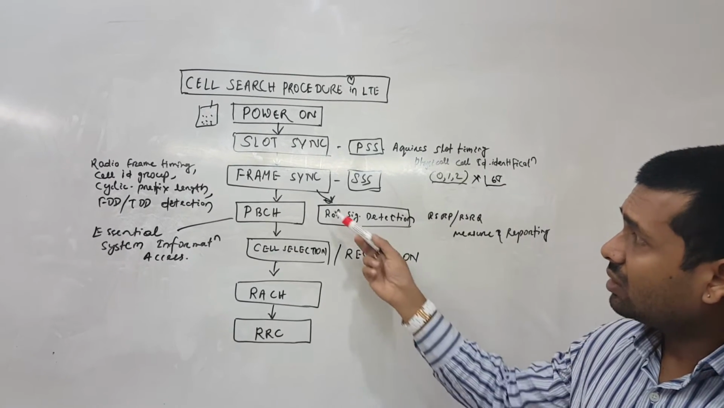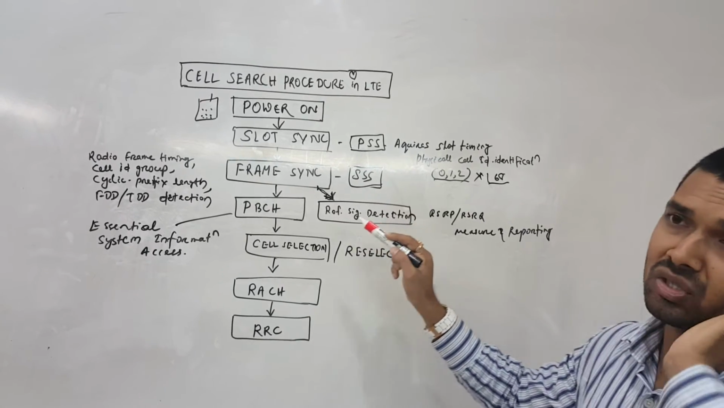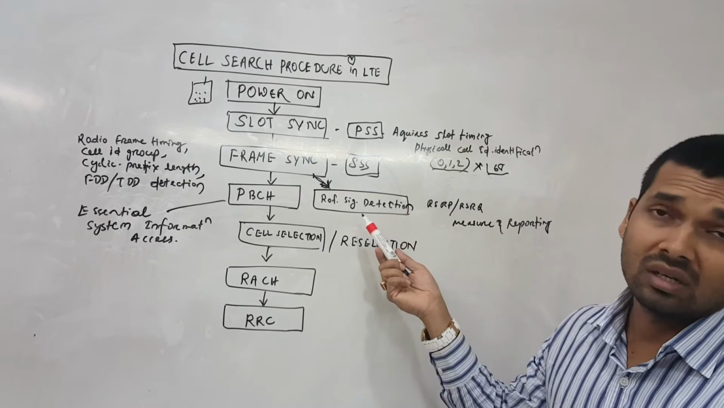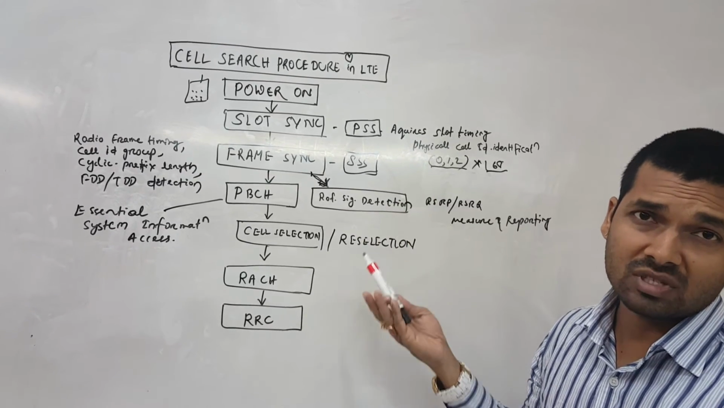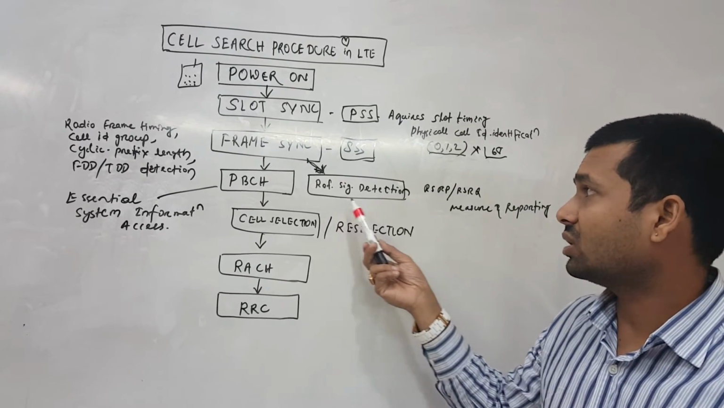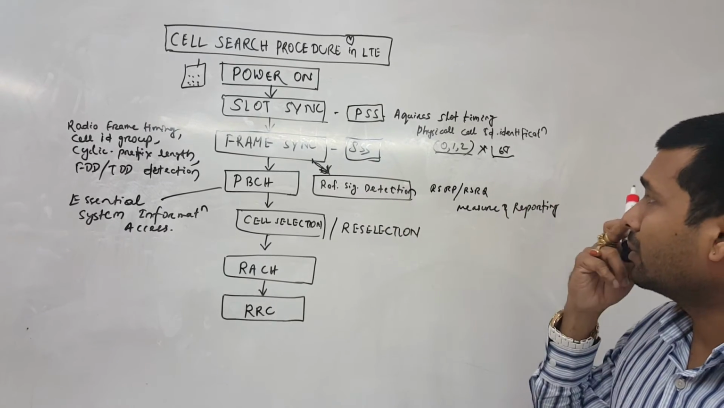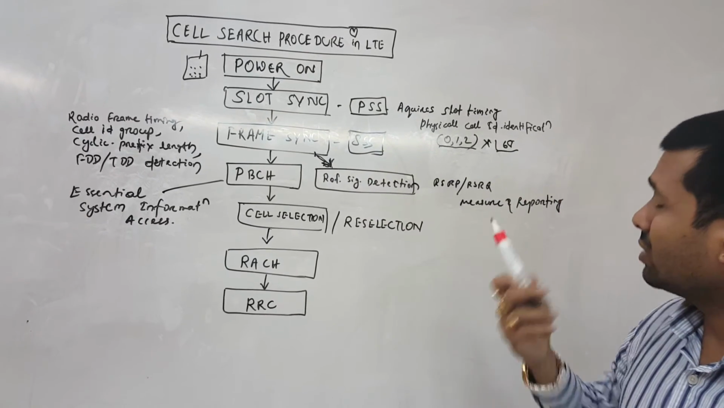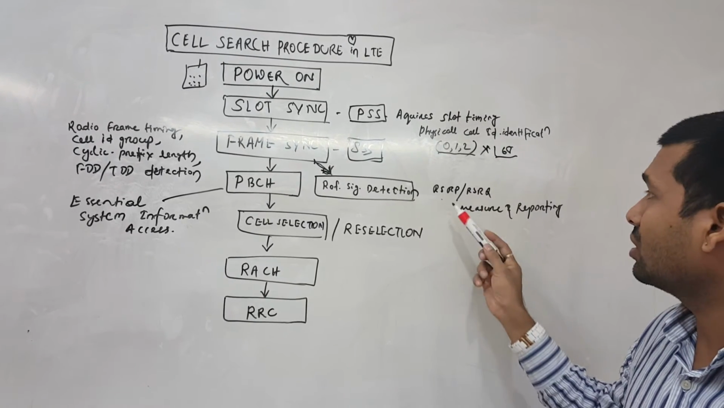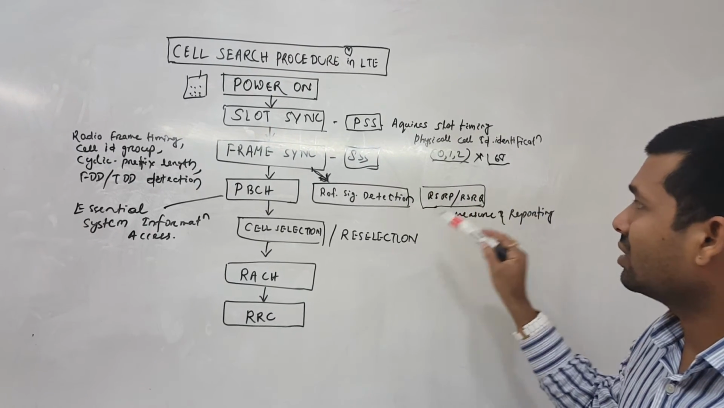After that, in parallel, there is reference signal detection. In the downlink, we read the downlink reference signals, the cell specific or UE specific reference signals. So we do the reference signal detection in this third stage. Then we can report the RSRP and RSRQ values, and the other values we can measure and report. So that is done in this stage.